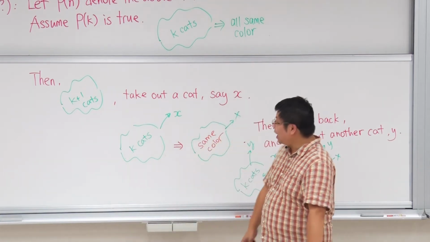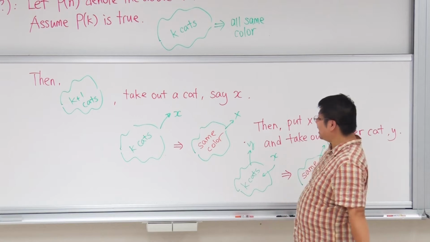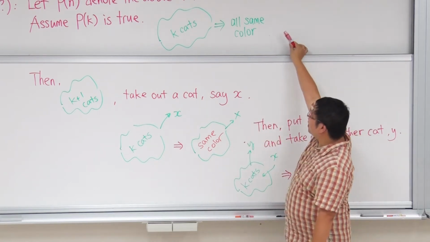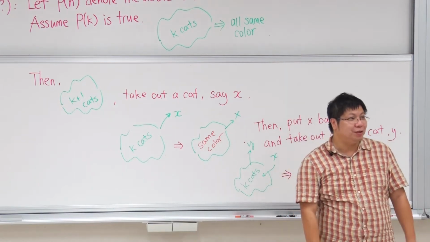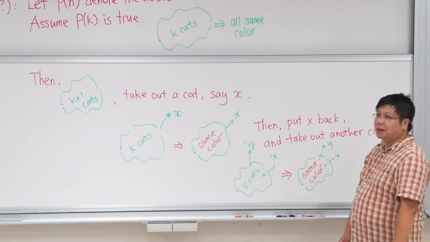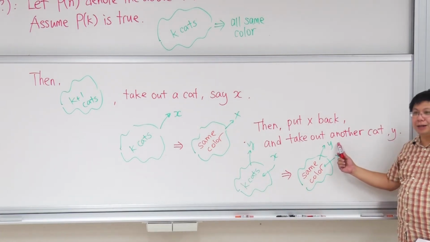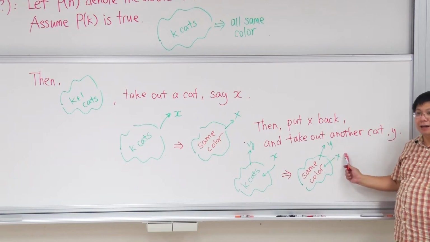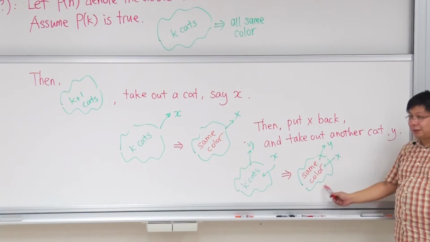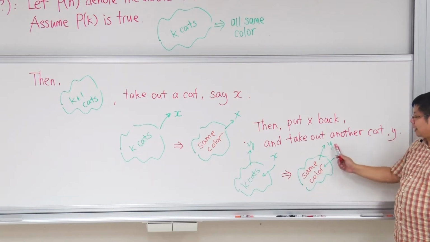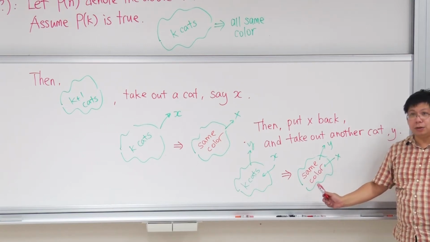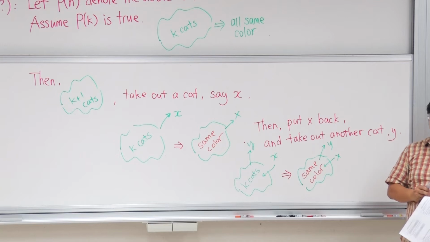Okay. So here, let's take a look at this case. So what's wrong? First of all, there is nothing wrong about showing that P1 is true, because one cat is still the same color. The problem here is we are concluding that X and Y are of the same color based on this effect. We are saying that X is of the same color as this group, and then when X is taken out, Y is coming back. We are saying that Y is of the same color as this group. So we conclude that X and Y are of the same color.